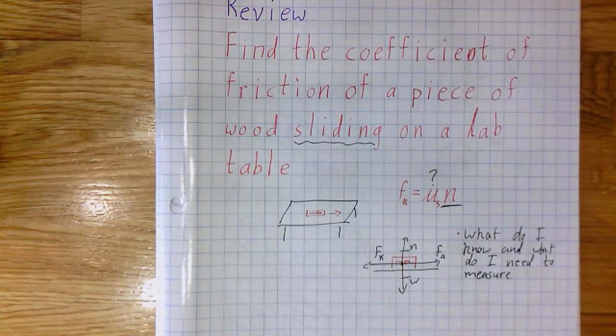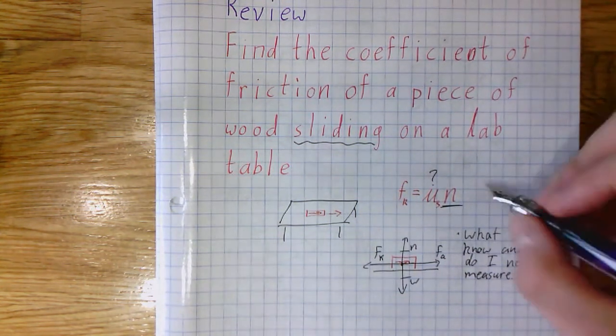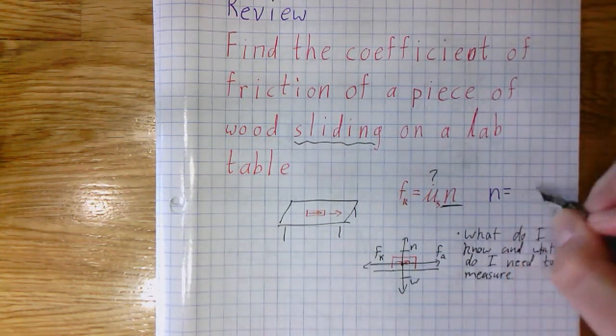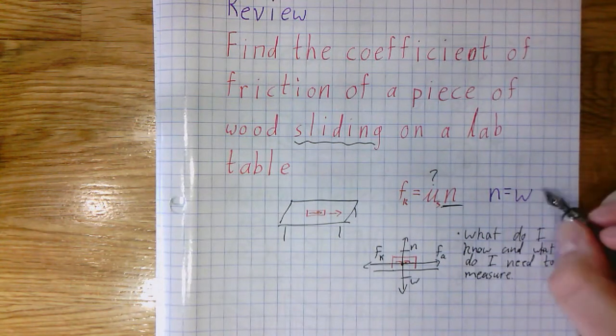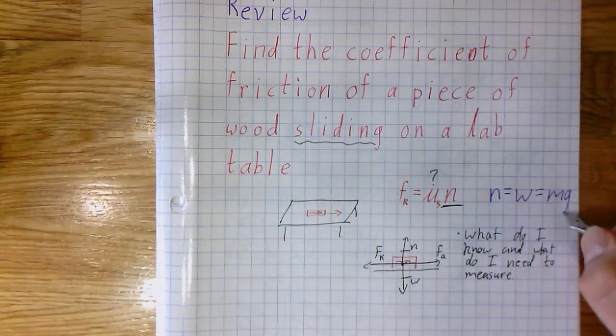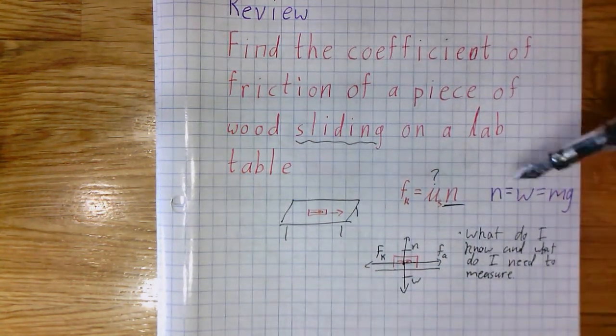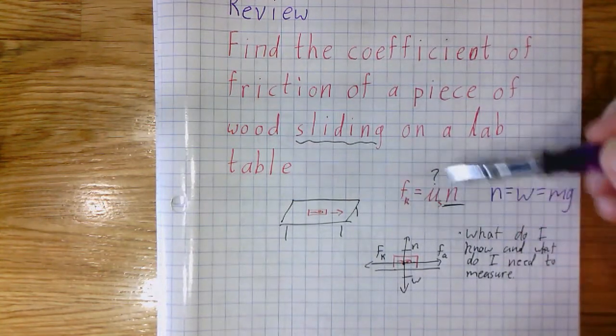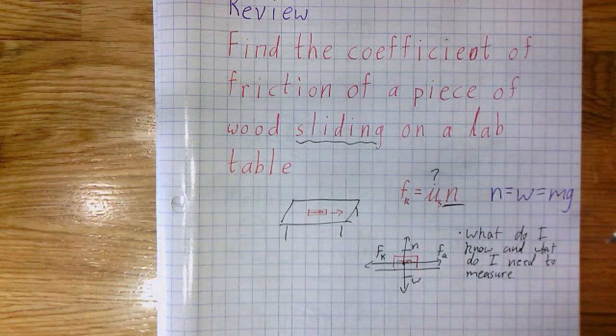Okay. So we know that our normal force is equal to our weight. We should probably write that down so we don't forget it. And I know weight equals mg. Okay. So do I know my normal force? It's going to be important because it's in the equation with kinetic friction. Do I know my normal force? Well, do I know my weight? Do I know my mass?